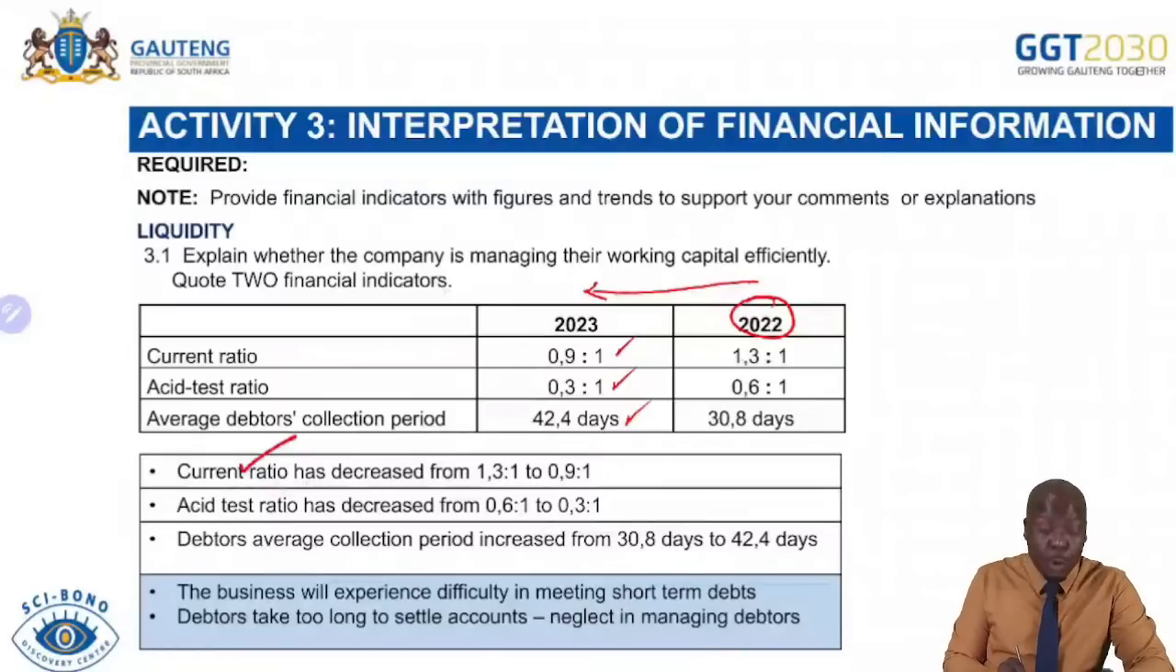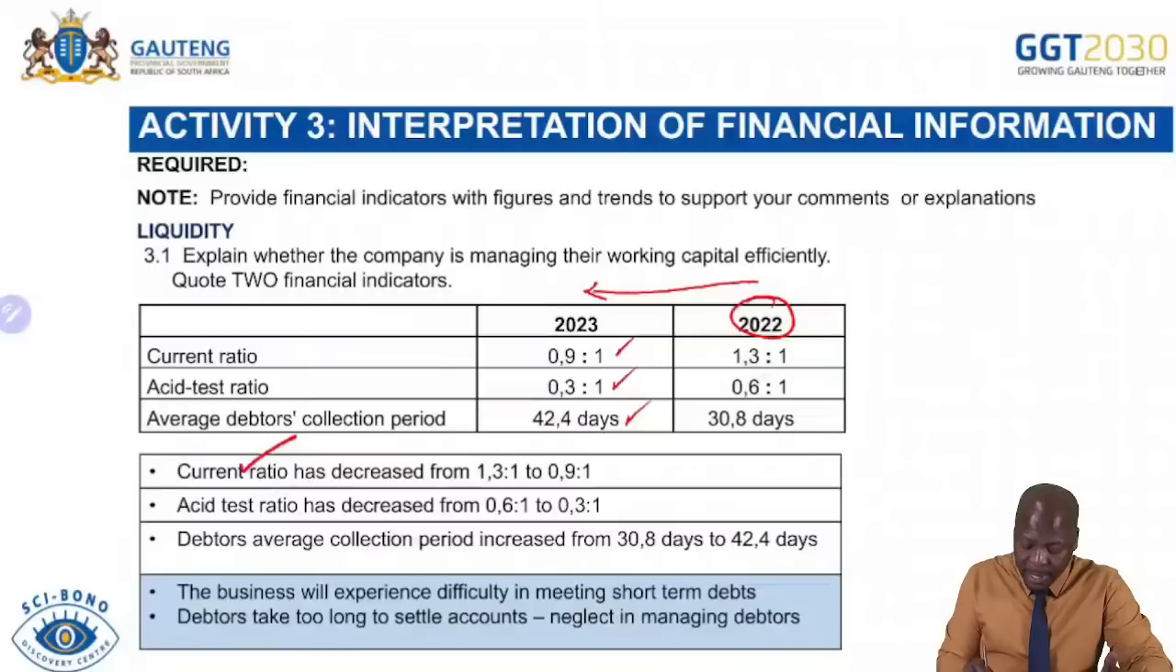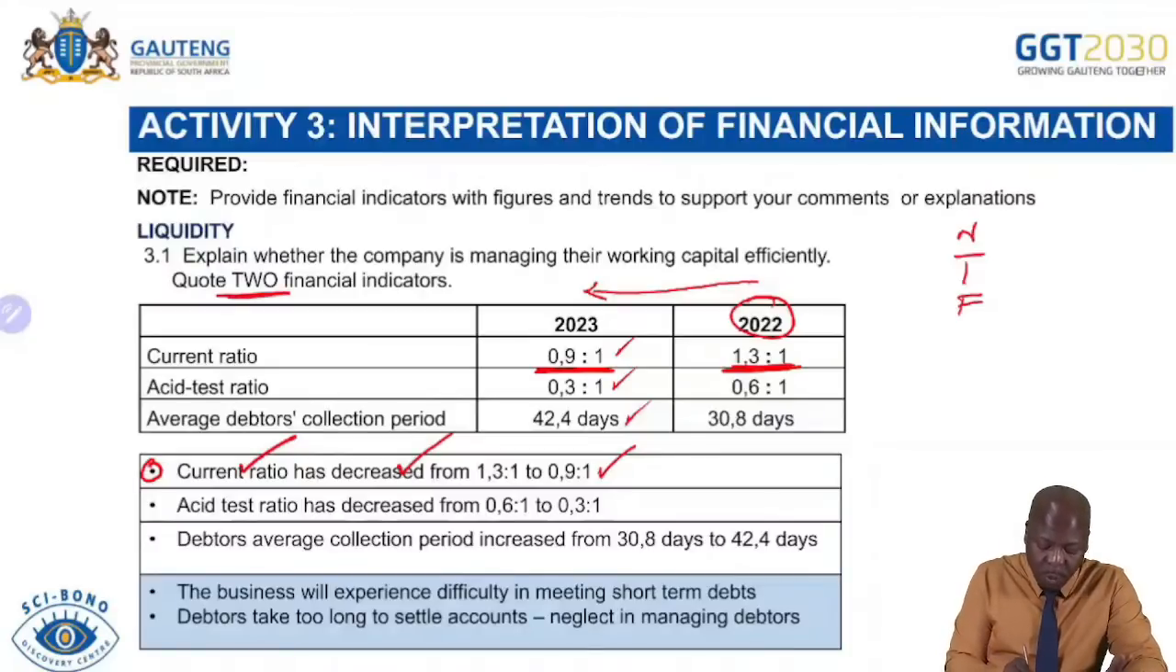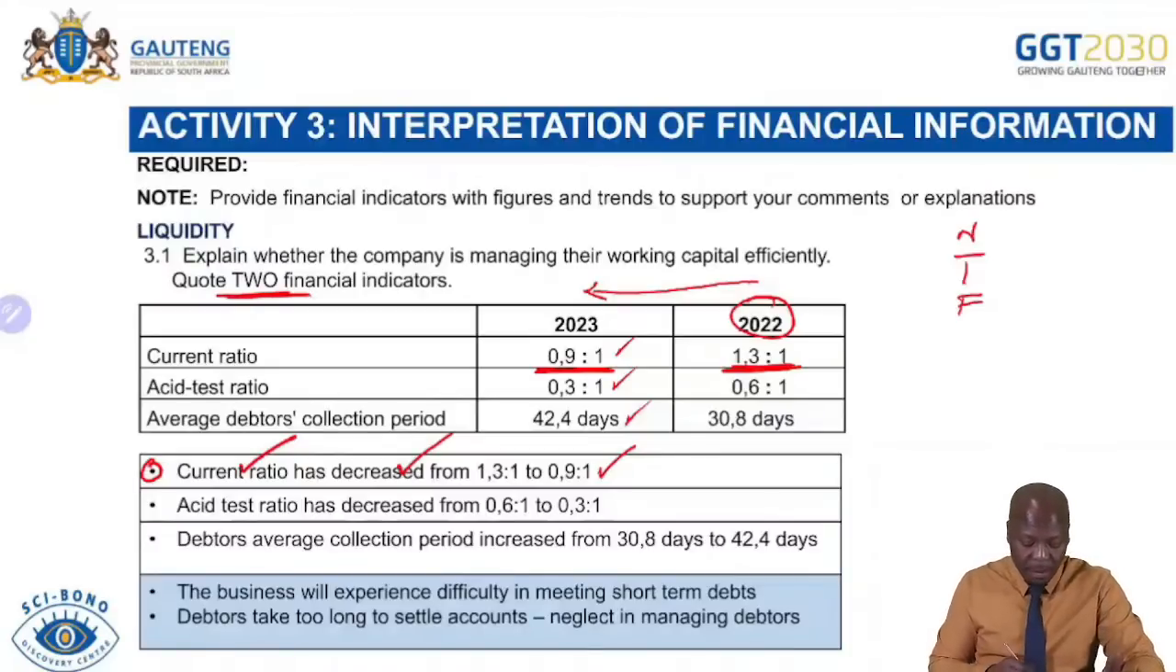So I'm going to say the current ratio, that is the name, has decreased. Where do I see the decrease? It was 1.3:1. Now it's 0.9:1. So that shows a decrease. The current ratio has decreased from 1.3:1 to 0.9:1. So that is very important. I have the name, the trend, and the figures. Very, very important. So we have number one, which is your current ratio. And here we were required to quote 2 financial indicators. So the first one, we have the current ratio.